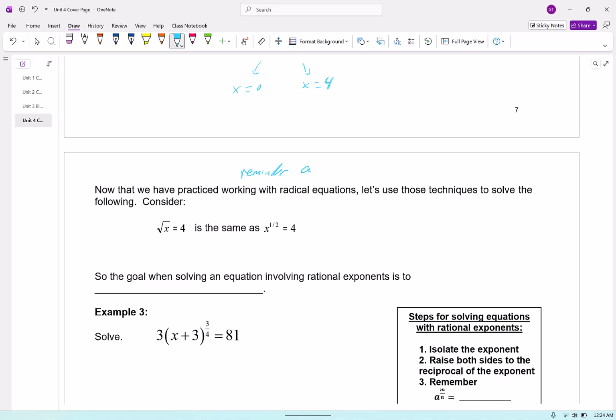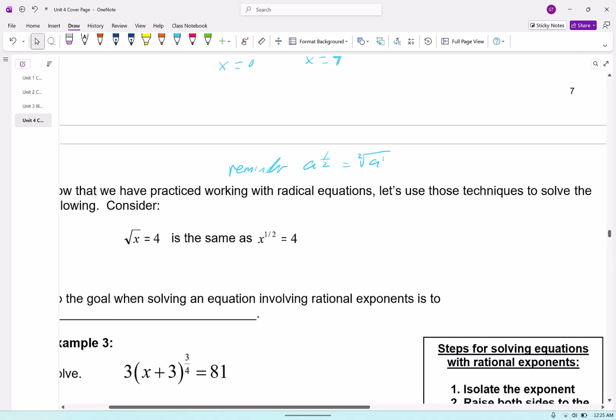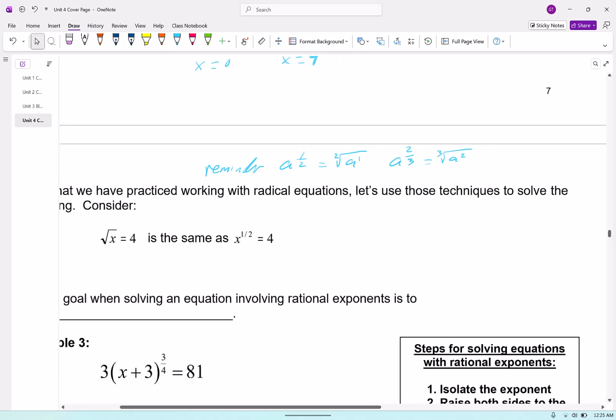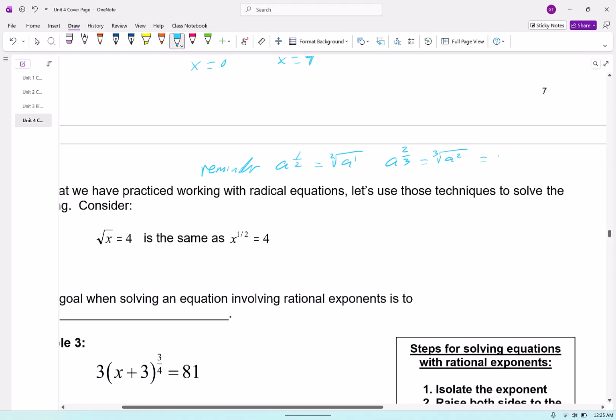All right, so if I have a to the 1/2, this is equal to the square root of a, right? That root is 2, they got 1 on the inside. But what if I had a to the 2/3? Remember where stuff went. I got the 3 on the outside, I got a squared on the inside. I could also write it as the cubed root of a squared. So just reminding you of how you can set these things up to maybe simplify and help yourself out. You see an example right there.